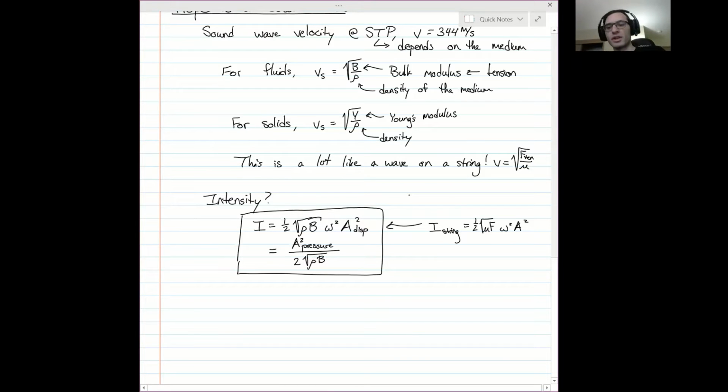Basically the same formula for the intensity. You just replace mu with rho and f with b, just as we did in the velocity. But that's the only difference. However, it's not a particularly useful formula because it's very, very hard to measure the physical displacement given a sound wave.